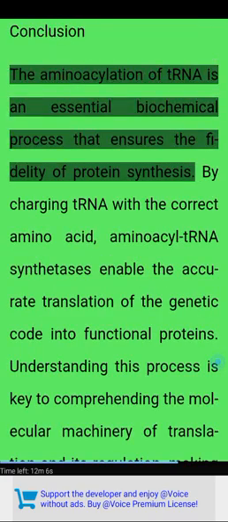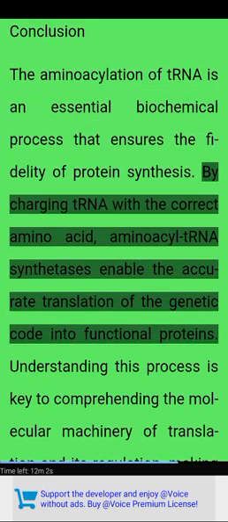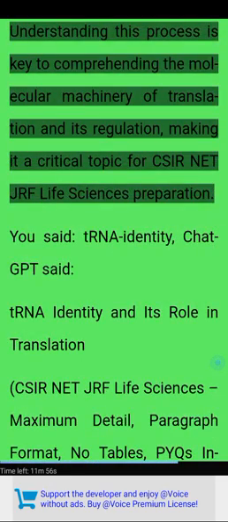Conclusion. The aminoacylation of tRNA is an essential biochemical process that ensures the fidelity of protein synthesis. By charging tRNA with the correct amino acid, aminoacyl-tRNA synthetases enable the accurate translation of the genetic code into functional proteins. Understanding this process is key to comprehending the molecular machinery of translation and its regulation, making it a critical topic for CSIR NET JRF Life Sciences preparation.